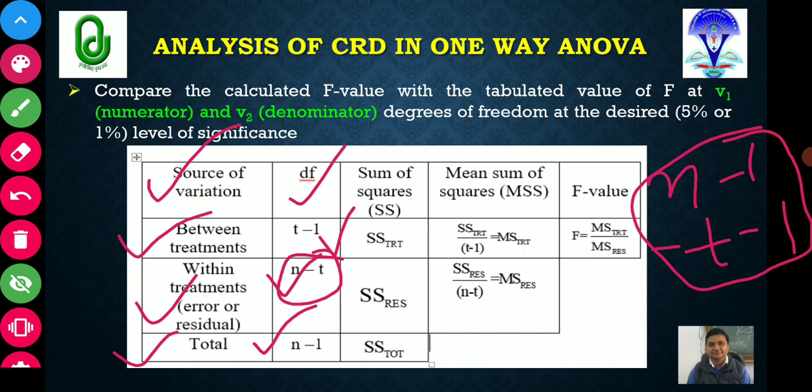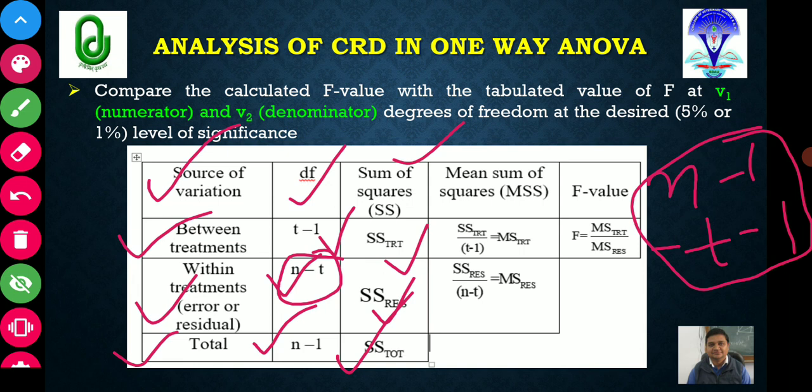Now in the third column, you have to write the sum of squares that you have calculated. The sum of squares due to treatment, due to residual, and due to total you have already calculated. Even if you calculate only the sum of squares due to treatment and due to total, you will get the sum of squares due to residual. Many times in examinations we give between treatment and total degrees of freedom and ask you to calculate the within treatment or error degree of freedom. Similarly, the residual sum of squares may be missing, so you calculate it by subtracting the treatment sum of squares from the total sum of squares. With this you get the sum of squares.